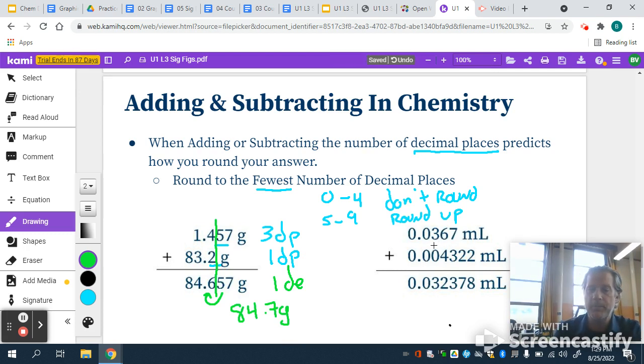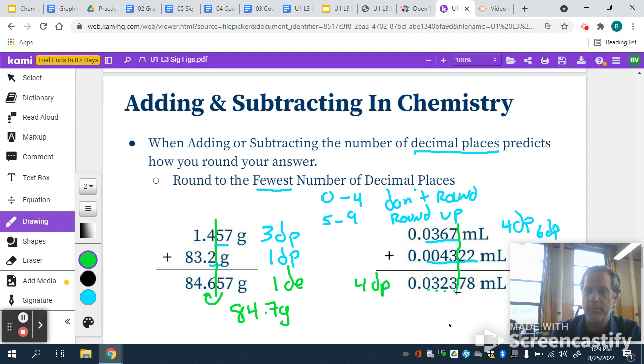So in this example over here, we're going to look at our number of decimal places. There's the 0, the 3, the 6, the 7, so this one has 4 decimal places. And the 0, the 4, the 3, the 2, 2, that one has 1, 2, 3, 4, 5, 6 decimal places. So that tells me that my answer needs to have 4 decimal places. So I'm going to count 1, 2, 3, 4, and I'm going to draw that line straight down to help me figure out what I need to chop off.